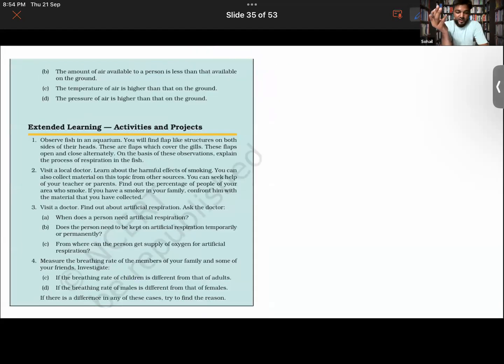Is that true? At an altitude of 5 kilometers, there is no air. That is false. So B is the correct answer. The amount of air available to a person is less than that available on the ground. Exactly. Option B is the correct answer.